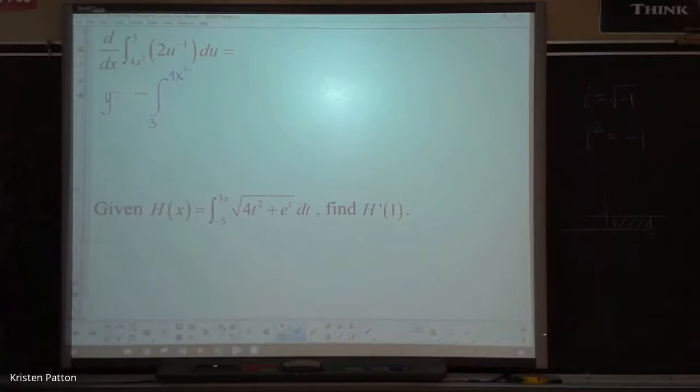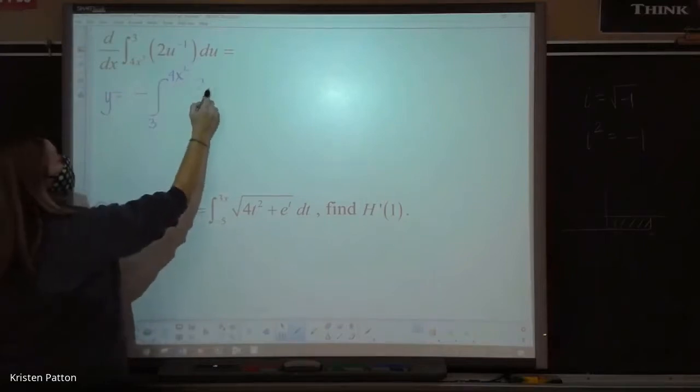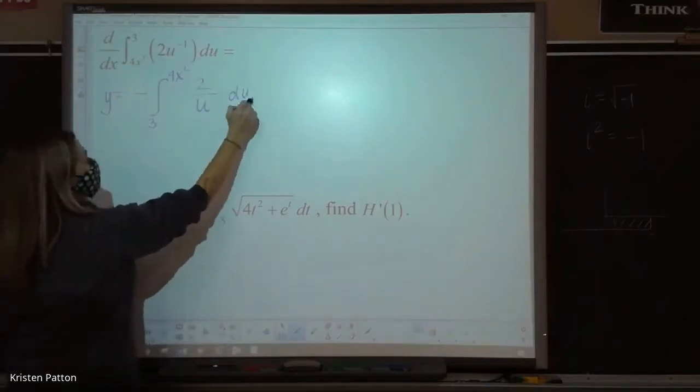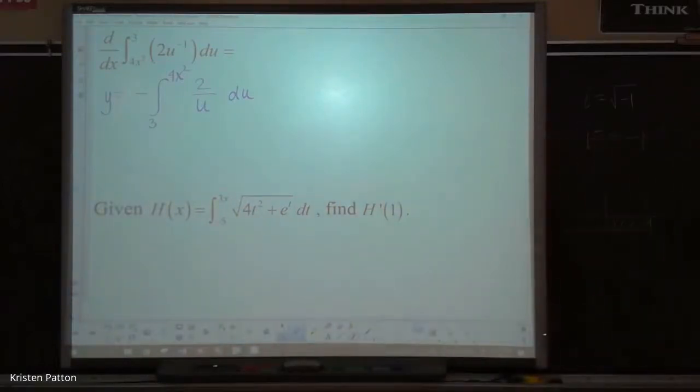This is not my answer. I'm just rewriting it for my own sake. A lot of you will do this without rewriting it, and that's okay. So I'm going to switch the bounds, throw a negative in front. You can leave that as 2u to the negative first, or if you think it's nicer to write it as 2 over, you do whatever you need to do. I just honestly didn't like the negative exponent, but that's maybe an issue I have.